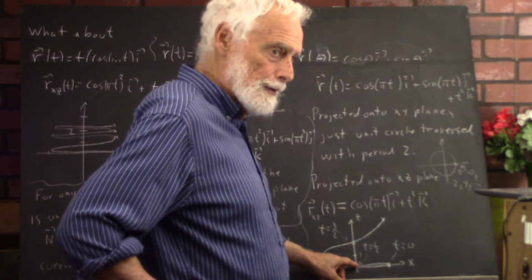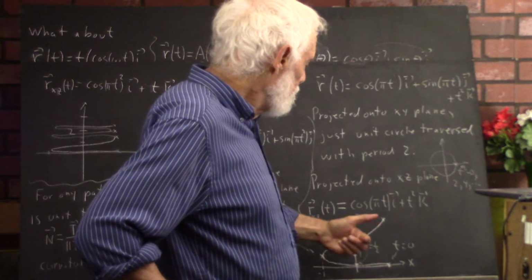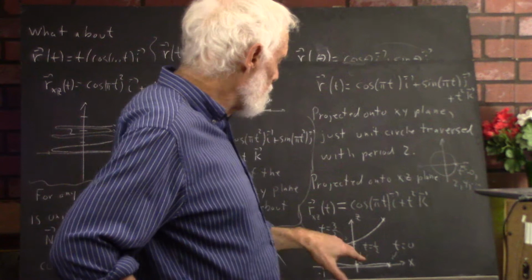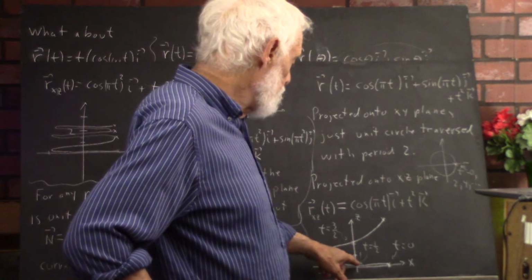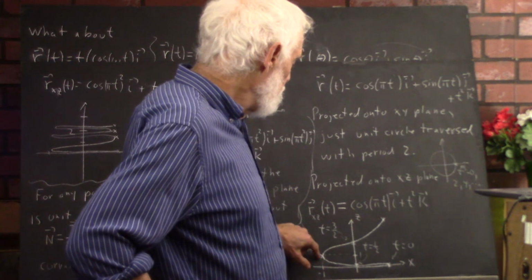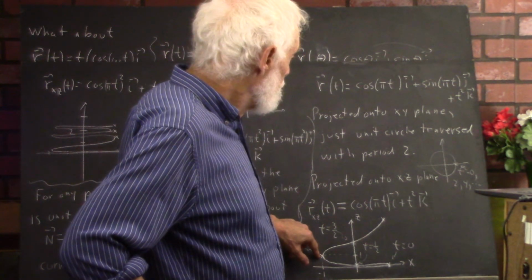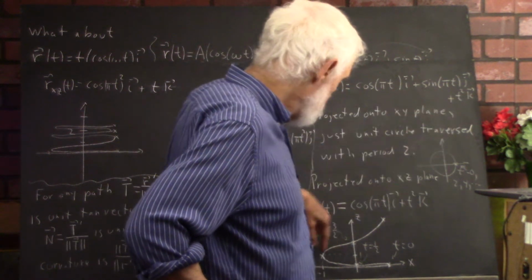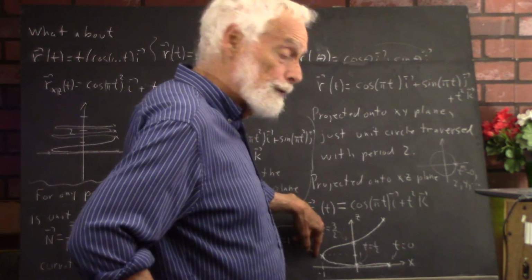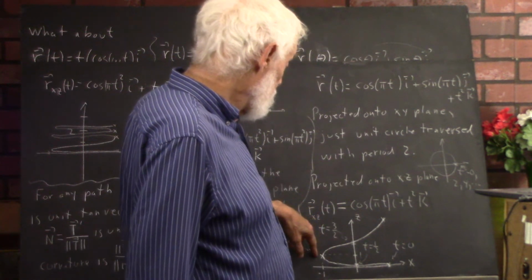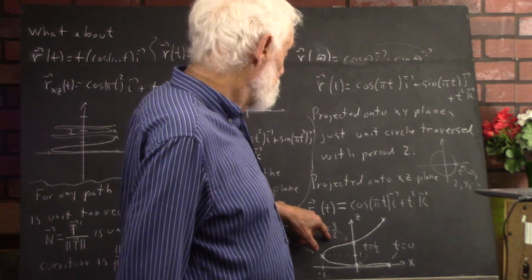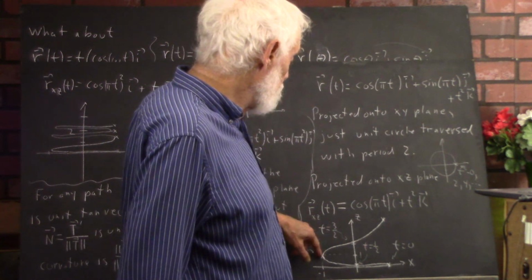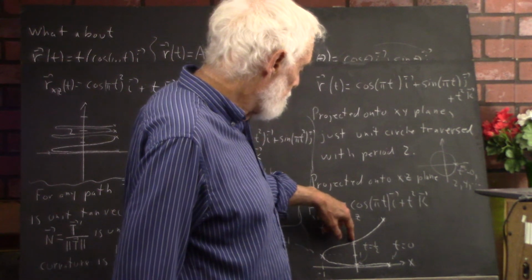1/4 of a unit. Now you're out here along the y-axis, but that doesn't show when you're projecting on the xz plane. So the projection on the xz plane is here. When t equals 1, then t squared k is 1, so you're up here at 1 unit on the z-axis. When t is 3/2, t squared is 9/4, a little over 2, so that puts you up here.